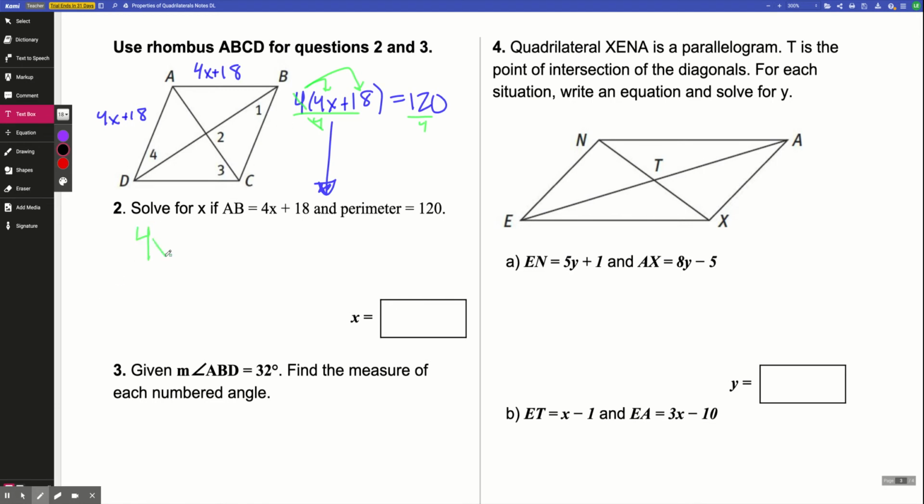So what I have is 4x plus 18 equals 30, right? So basically what I'm saying is if all 4 sides together are 120, each side has to be 30, right? So now this becomes a simple algebra equation for me to solve. So I have 4x equals 12 and divide by 4. So I end up with x is equal to 3.